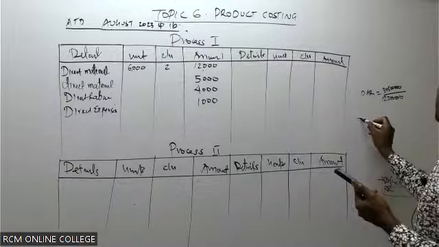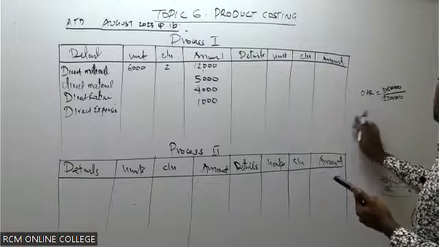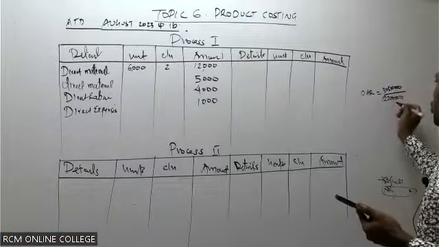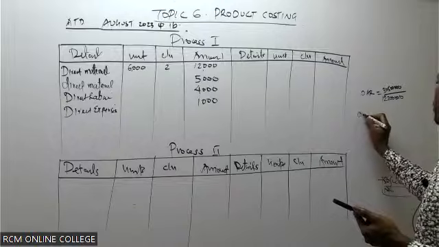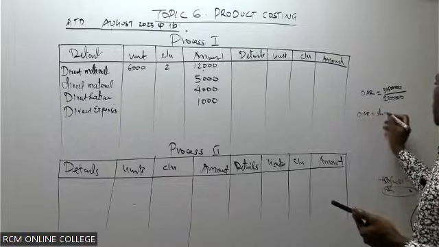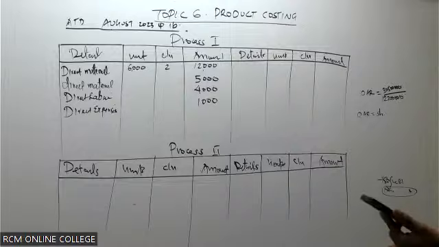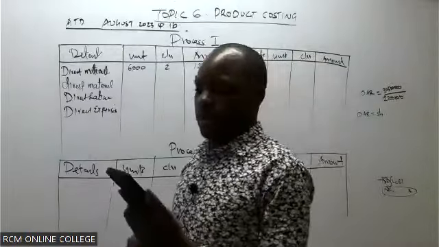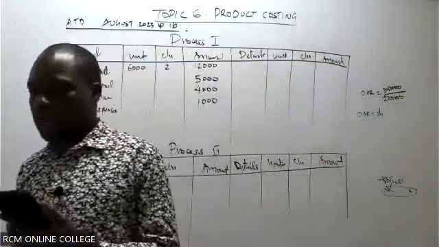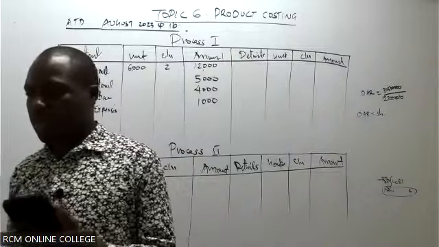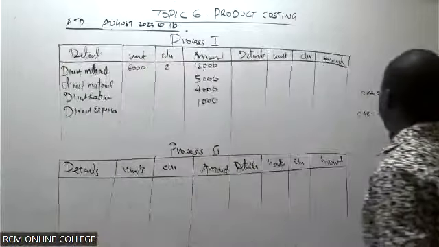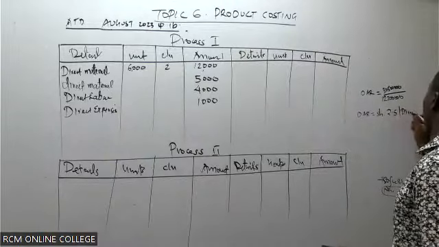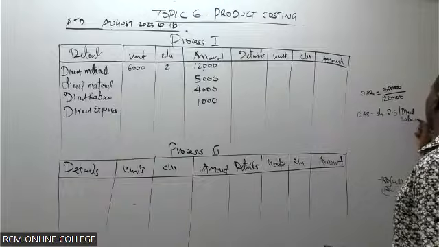Can someone give us the overhead absorption rate? So it will be shillings per direct labor cost. Somebody to do this and give us the overhead absorption rate. Somebody to do that. Tutakuwa na ngapi? 3,500 divided by 12,200. Tutakuwa na ngapi? So we're going to have shillings 2.5 per direct labor cost.